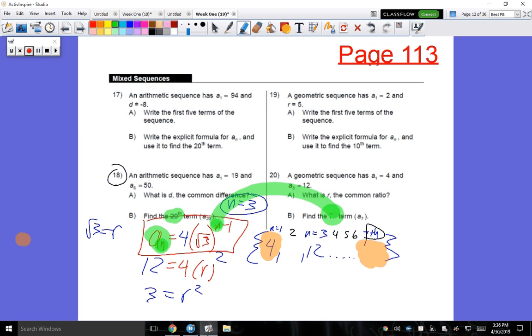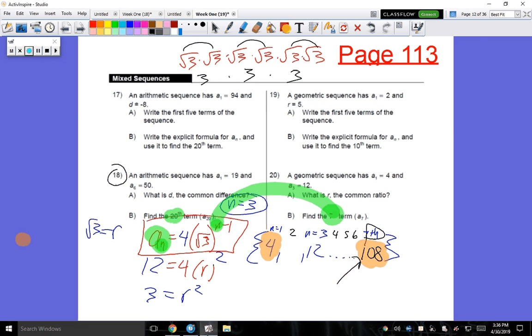So 7 minus 1 is 6. Square root of 3 to the power of 6 means that I have basically 6 of these, so 1, 2, 3, 4, 5, 6. We know that this is 3, this is 3, this is 3, so the whole thing is 27. So 27 times 4, what is it? 108. The answer would be a sub 7 is 108.